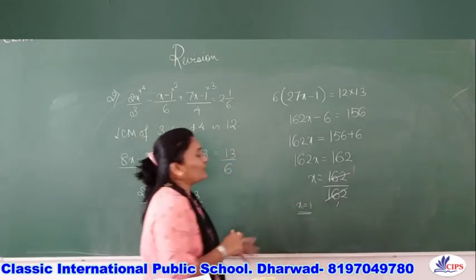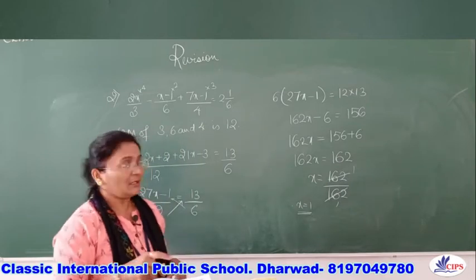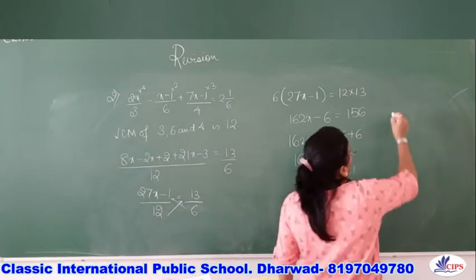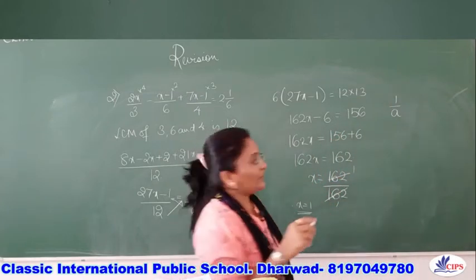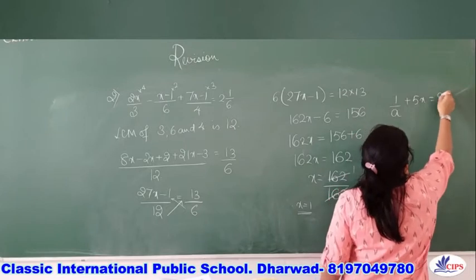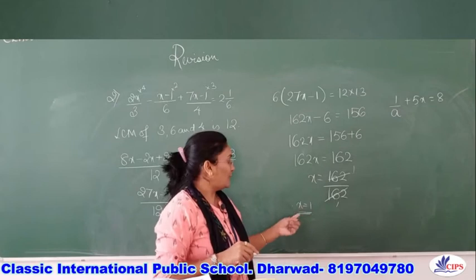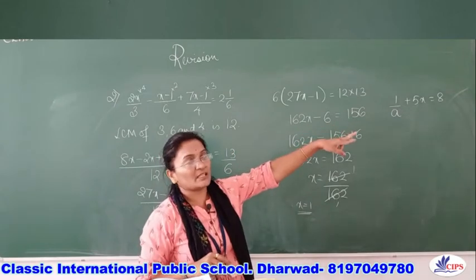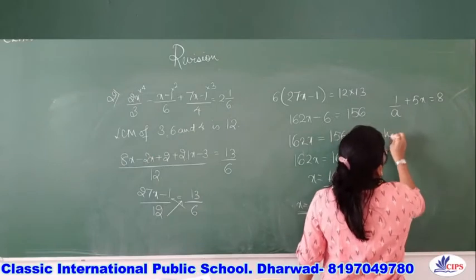So is our sum completed? No. They have told us to find the value of a in the given equation. So the given equation is 1 by a plus 5x is equal to 8. So whatever x value we have got, we have to substitute the x value into that equation and then we will find the value of a.